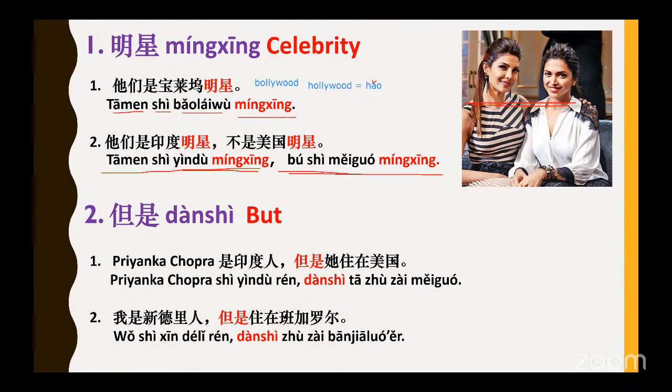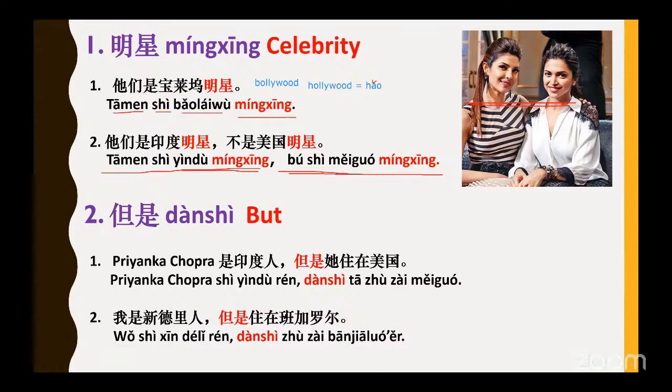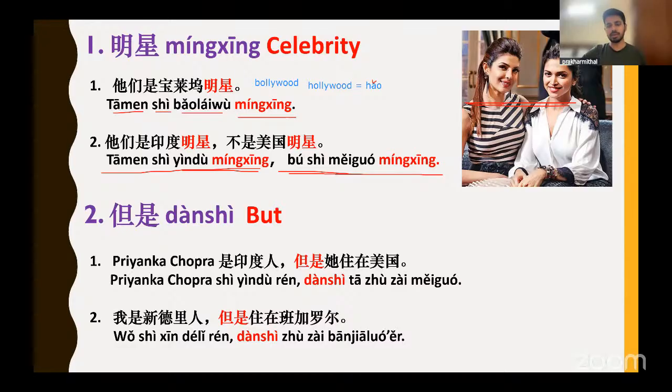Okay, Shikaina, read it. Priyanka Chopra 是印度人，但是她住在美国. Prakhar or Dheeraj, anyone of you can translate? What does it mean? Priyanka Chopra is Indian, but she lives in America. 对，非常好。Dheeraj Shikaina, 你们也明白了吗? Did you get it?